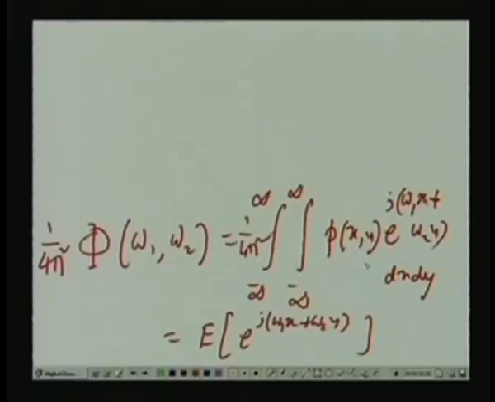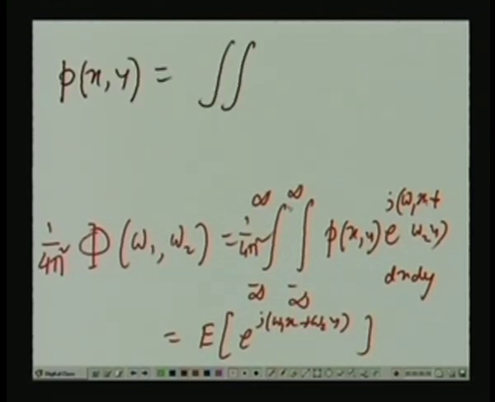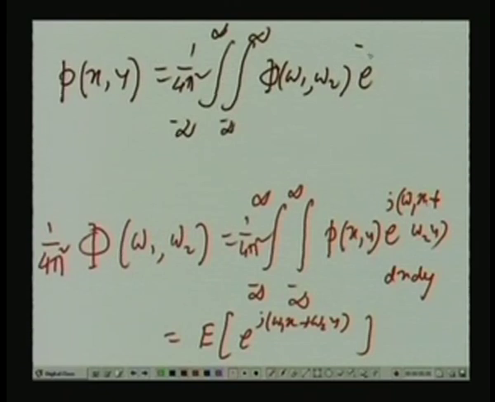If that be the case, then we know that p x comma y also can be viewed as the direct Fourier transform of this quantity on the left, 1 by 4 pi square times phi omega 1 omega 2. So, that means there is an inverse formula that is given the joint characteristic function, now the minus sign will come, e to the power minus j omega 1 x plus omega 2 y, but the integral will be with respect to omega 1 and omega 2. Okay. Certain things you can see now.